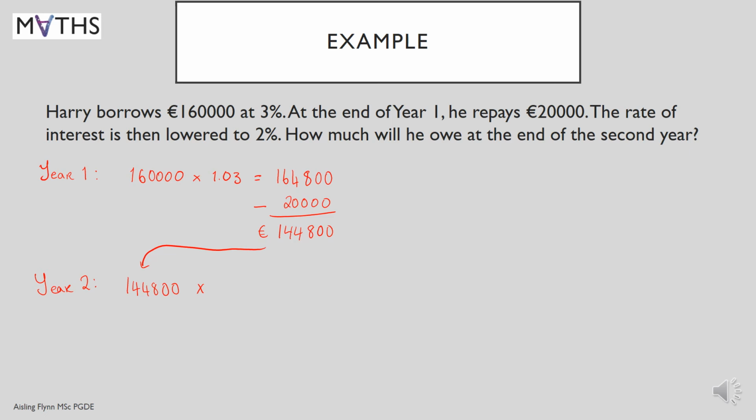Interest will be building on that for the second year, but at a lesser rate this time. It tells us 2%, so multiply by 1.02 to get 102%. And now he owes 147,696 euros. Okay, so if there's any change throughout the duration, you have to take it on a year by year basis.